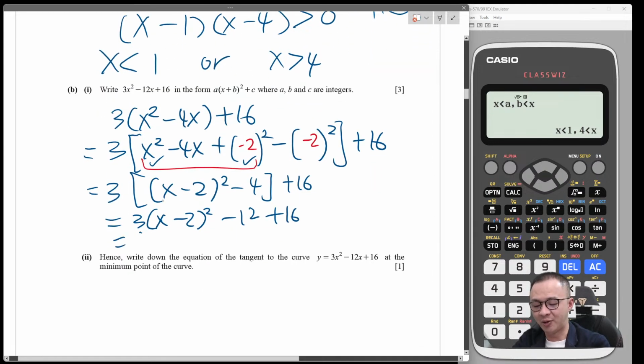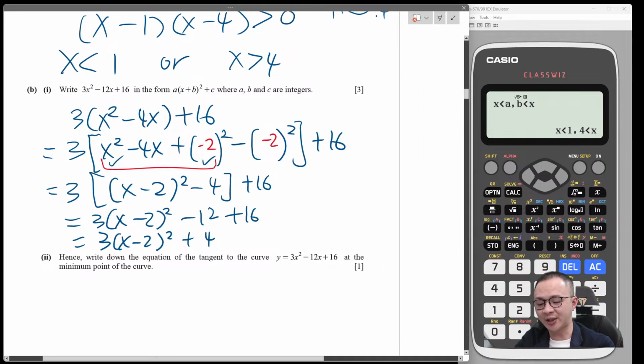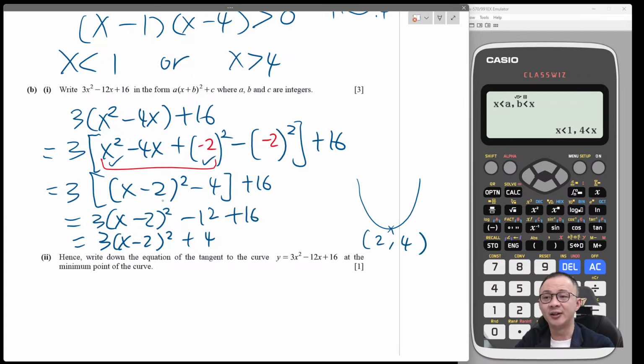So yeah, just write one more step: 3(x minus 2) squared, plus 4. So from here, this is a quadratic, right? We know this one is a minimum because the x squared has a positive 3 in front. And my minimum coordinate is (2, 4), isn't it? You should know how to get the stationary point from the vertex form.